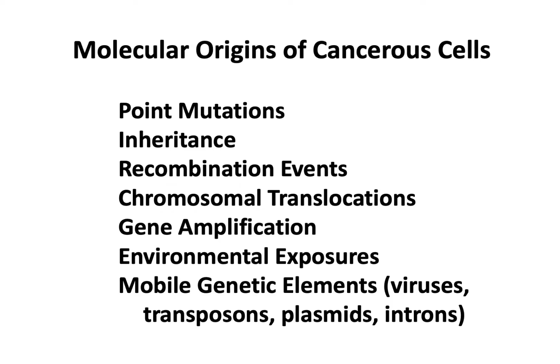As I discussed in the first part, cancers are the result of several mechanisms that are also related to evolutionary processes. So there are point mutations. Some cancer genes can be inherited. Recombination events, some of which cause chromosomal translocations, are very common in carcinogenesis. Gene amplification events are known in several types of cancers. Environmental exposures to mutagens, and then mobile genetic elements, including viruses, transposons, plasmids, and introns.